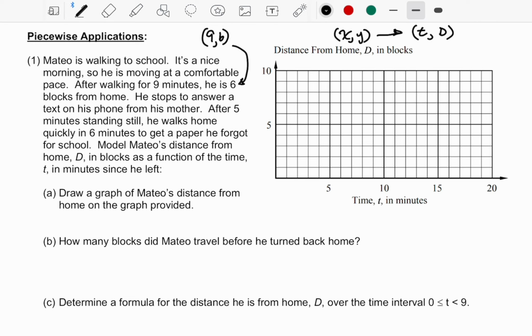So at 9 comma 6, he stopped for 5 minutes. So that would put him at 14 comma 6 because he didn't go anywhere. He turned around to go home. We want to model it as a function of time. All right. So the first thing we do is we draw the graph.